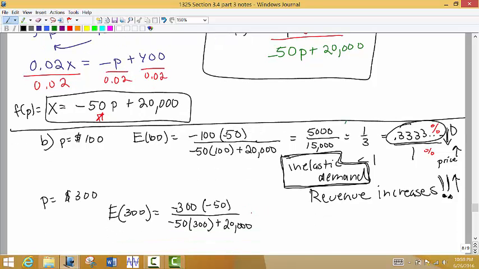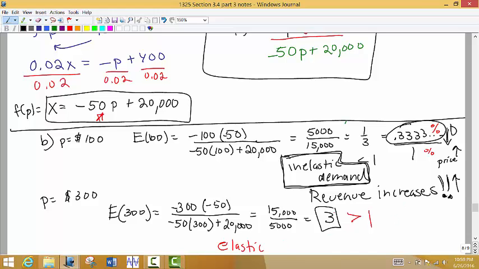Alright, so what do we get here? Now at the top, when I plug that into my calculator, I get a positive 15,000. And at the bottom I get a positive 5,000, which gives me 3. So the number that I get out for my elasticity of demand turns out to be 3, which is definitely greater than 1. This tells me that the demand is elastic. That means my customers are price sensitive.